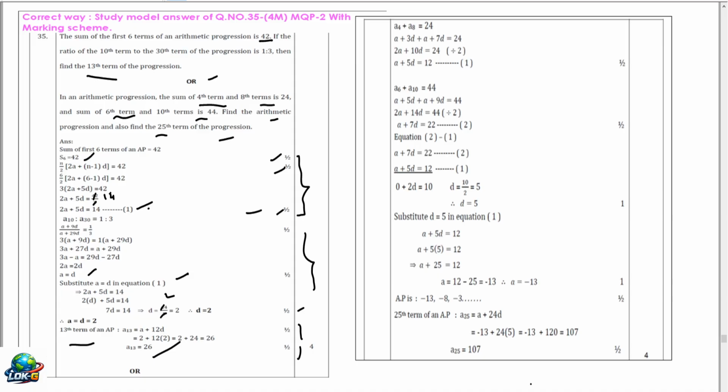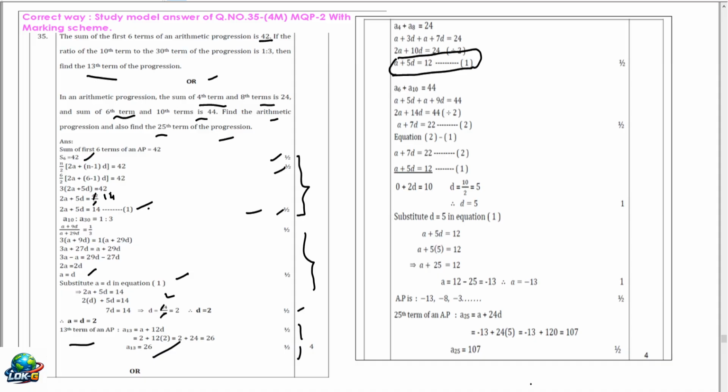Read carefully, very easy question. Sum of the 4th term and 8th term is 24. A4 plus A8 is 24. A4 is equal to A plus 3D, A8 is equal to A plus 7D. A plus A is 2A, 3D plus 7D is 10D, equal to 24. Divide throughout by 2. You will get A plus 5D is equal to 12. Call it equation number 1.